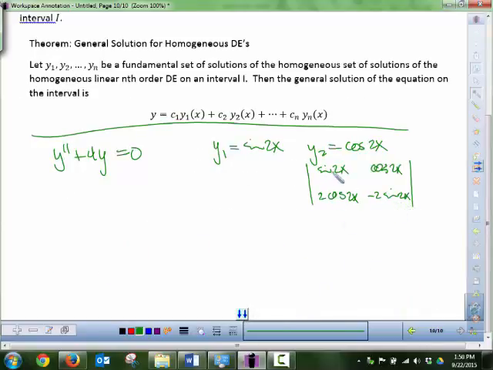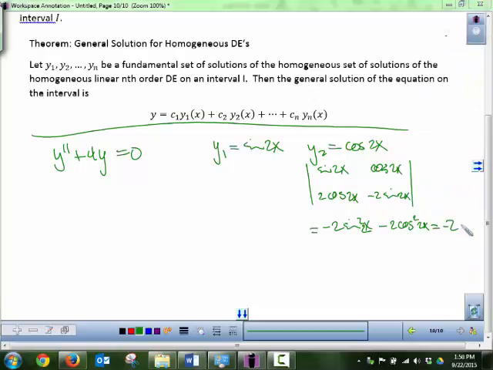So the determinant: sine squared minus cosine squared, and they both have negative 2 in front, so you can factor out a negative 2. And then you have sine squared plus cosine squared, which is equal to 1. So we have a constant. More importantly, we have something that's not equal to 0, so we know that they're independent. Right?